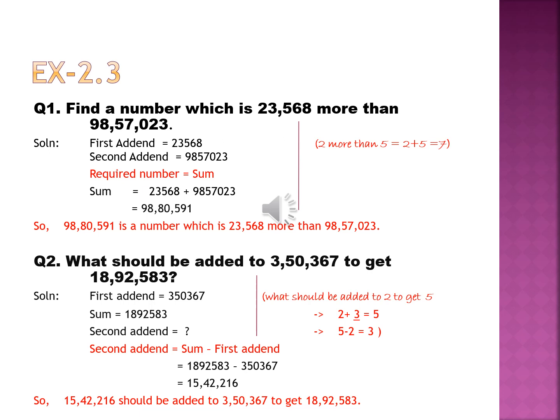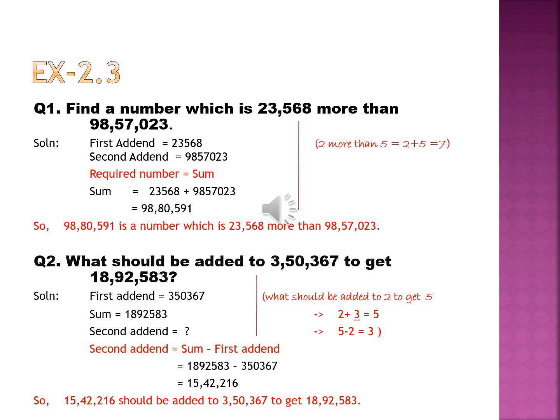Now question number 2. What should be added to 3,50,367 to get 18,92,583? Now again think of a smaller example. Just see the rough column that I have made. What should be added to 2 to get 5? Same question, only we have taken smaller numbers. Means 2 plus dash is equal to 5. Because they are very small numbers, you can easily tell the answer that 2 plus 3 is equal to 5.